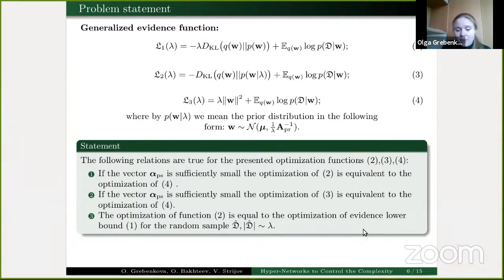The third and last statement from the theorem shows that the first expression, so this one, can be considered as a correct probabilistic approach for variational parameters optimization, where lambda controls the dataset size for the evidence lower bound. To sum up, the first two expressions can be considered as correct optimization functions based on probabilistic assumptions with regularization that controls the importance of prior distribution. But only the first expression gives us the opportunity to control the prior importance straightforwardly using the parameter lambda.